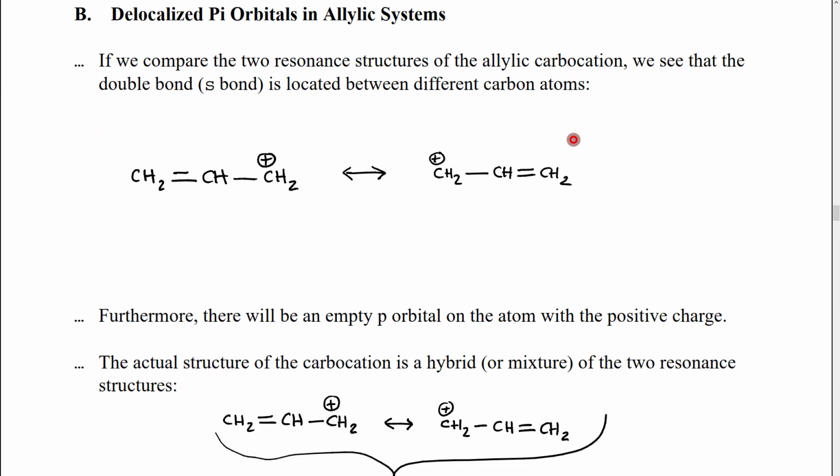So now let's look at how this pi orbital picture would work when we have to make a pi orbital from 3 p orbitals. If we compare the resonance structures of the allylic carbocation, we can see that the double bond is located between different carbon atoms in the 2 resonance structures. For example, it's located between the left 2 carbon atoms in the first structure and between the right-hand carbon atoms in the other. Furthermore, there will be a carbocation, which represents an empty p orbital on the 3rd carbon.